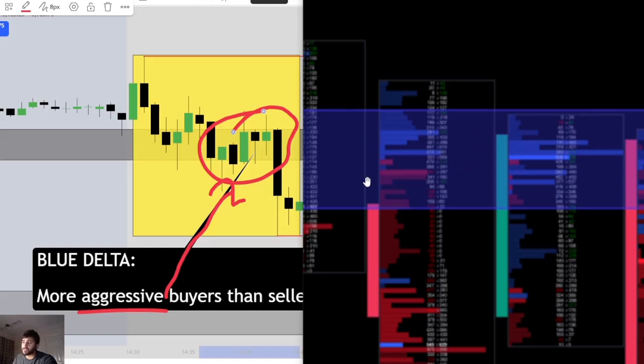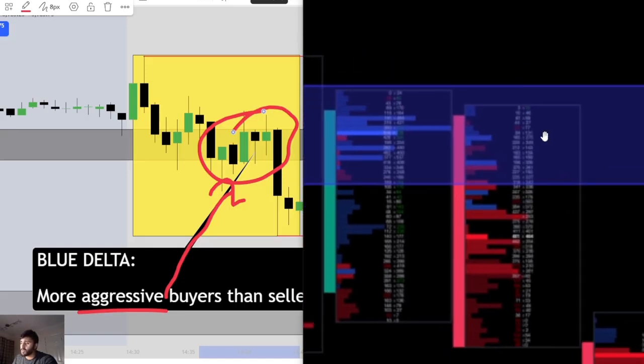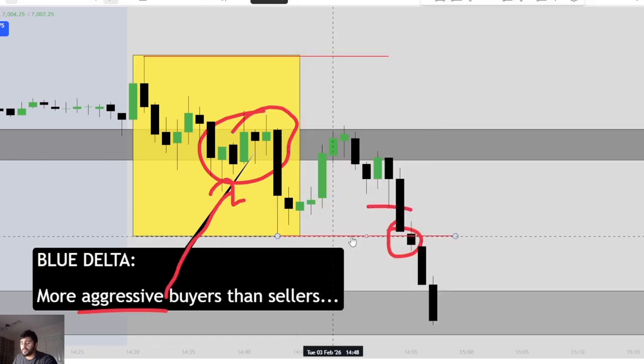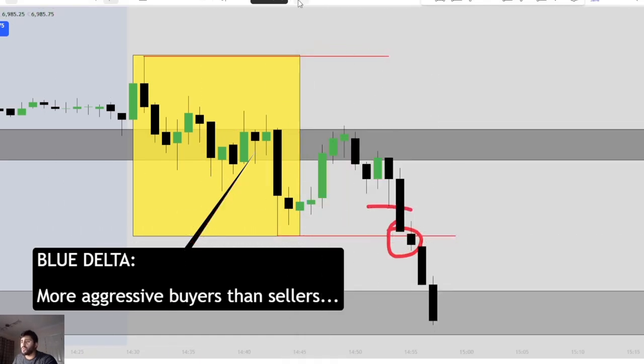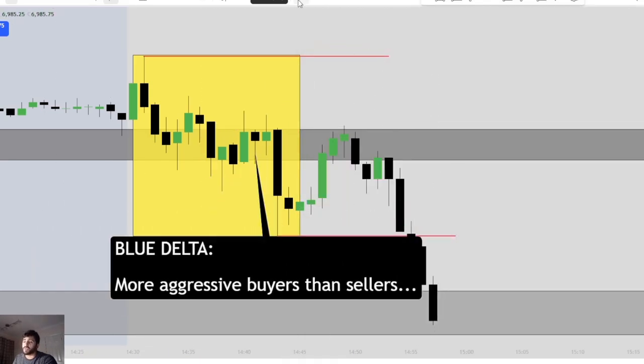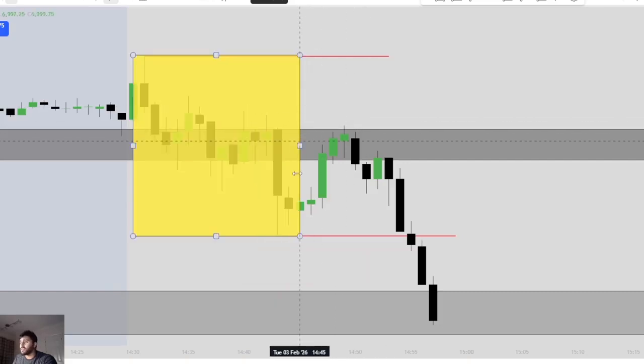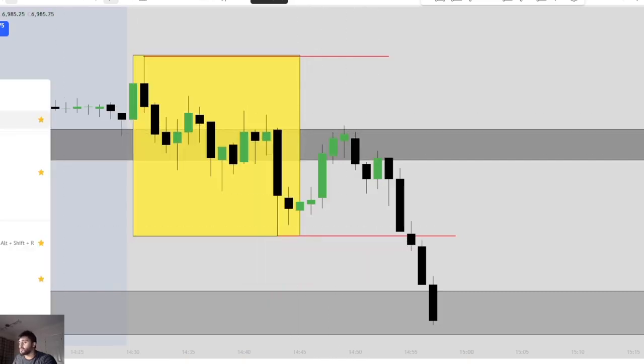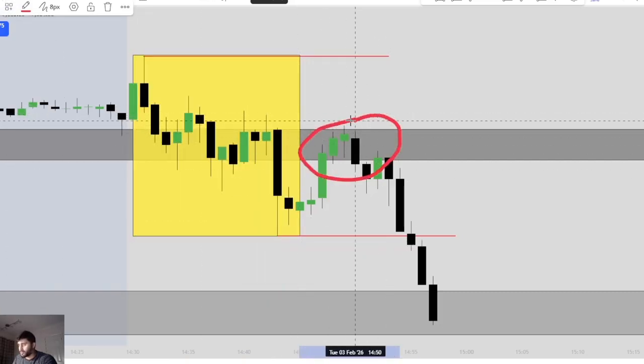Who's being aggressive in the zone? Buyers are being aggressive. Blue delta and blue delta, but we break below the zone and we break below the 15-minute range break. So who's being rewarded here, right? It's not the buyers. This, in fact, is what we call a buyer absorption, like this. This is a buyer absorption.